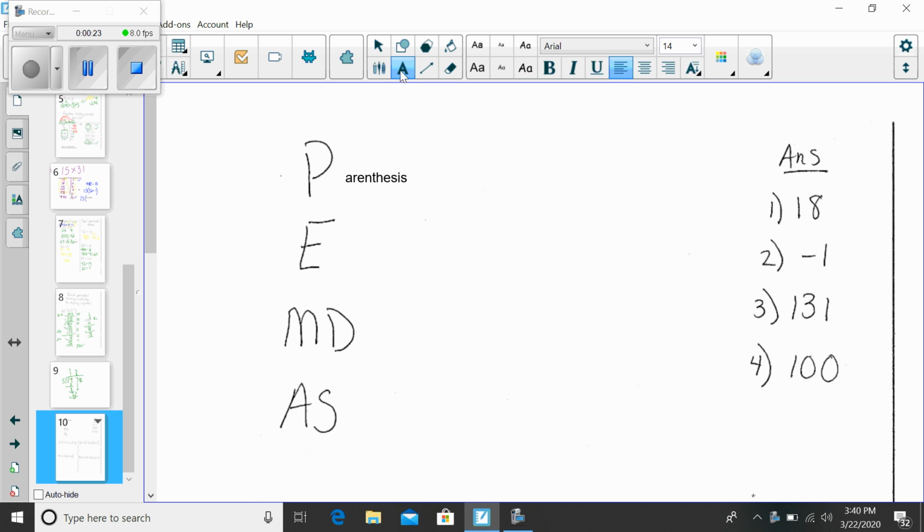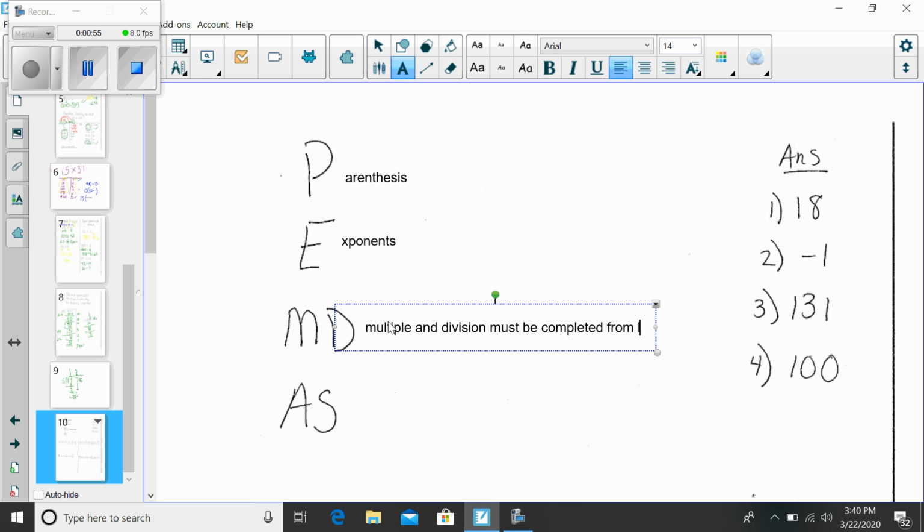because, let me fill this in, so parentheses, exponents, I write the M and D in the A and S in the same line because multiplication and division are equal in the hierarchy of things. So if we run into multiplication and division in the same problem, they must be completed from left to right. And the same thing with adding and subtracting.